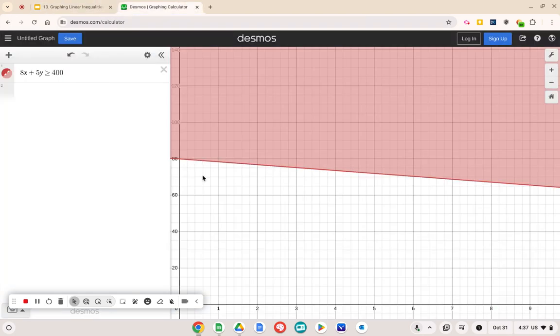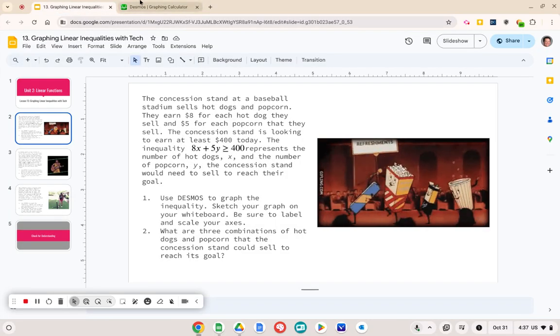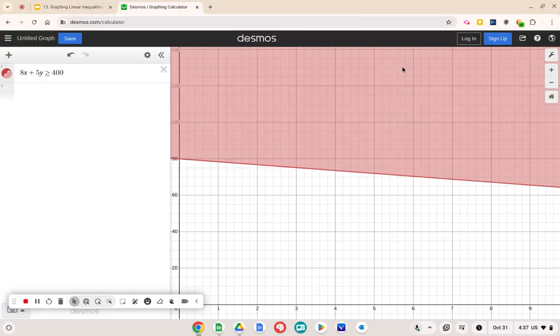Okay? Then you're going to sketch this line, and do you see how the shading is above? That means anything up above the line will give you a solution. And since the line is solid, that will also be a solution. So when you find 3 combinations, all you need to do is pick a point somewhere in the shaded region, or in this case on the line, that would tell you how many hot dogs and how many popcorn that the concession stand would have to sell in order to reach their goal of at least $400.